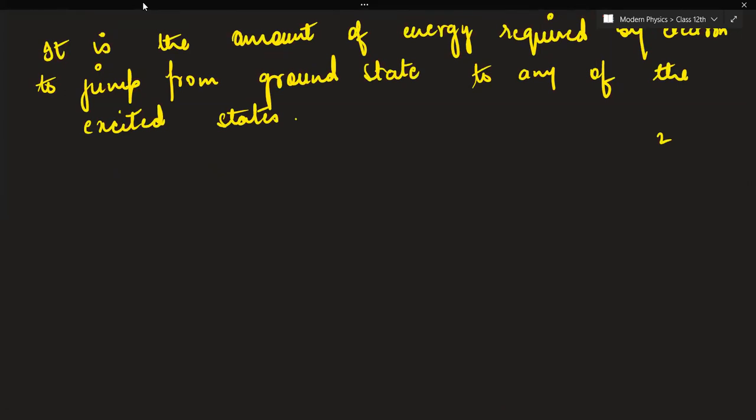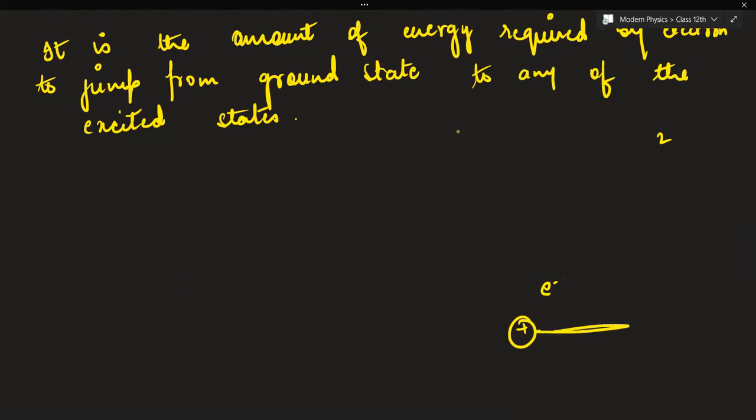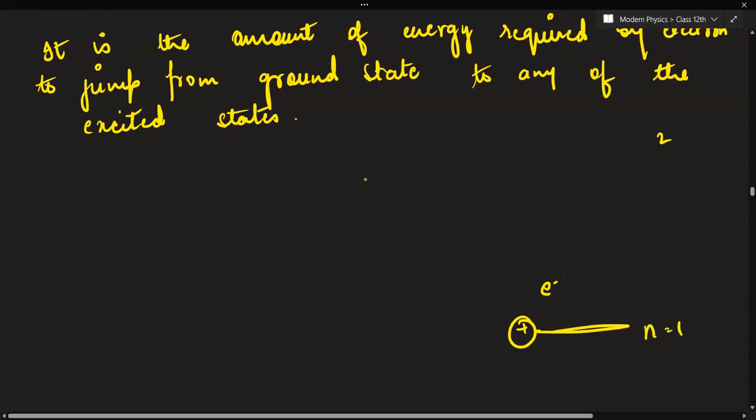The energy that is required by the electron to jump from the ground state to any of the excited states. This is the electron, this is the nucleus. Let's say this one is n is equal to 1. So the electron is jumping from this state to, let's say, n is equal to 3.